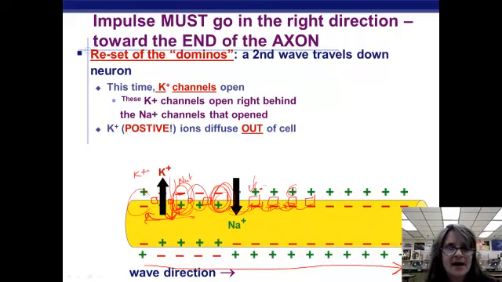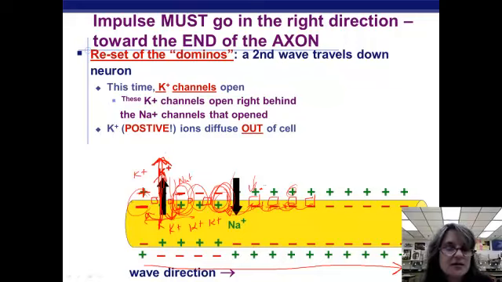Now, what will happen is that these positive potassium ions will flow. Remember, we had potassiums in here in high concentration. They will flow with their concentration gradient out. So we've got sodium coming in, but right behind the sodium that's coming in, we've got potassium going out. What that does is it restores this to being negative and this to being positive: inside negative, outside positive.